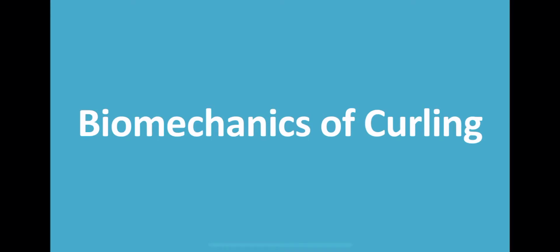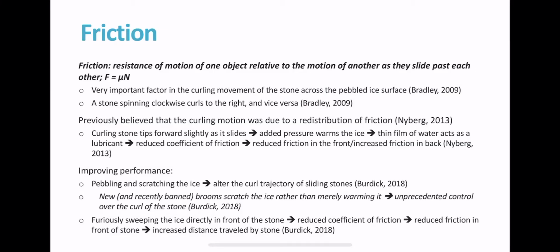Now we'll dive into some of the important biomechanics concepts that play a critical role in curling performance. First, we'll discuss friction. Friction is the resistance of motion of one object relative to the motion of another as they slide past each other. Friction plays a very important role in the curling movement of the stone across the pebbled surface. Between games, the ice is sprayed with droplets of water, which freeze to form microscopic bumps, which are essential to the curling action of the curling stone.